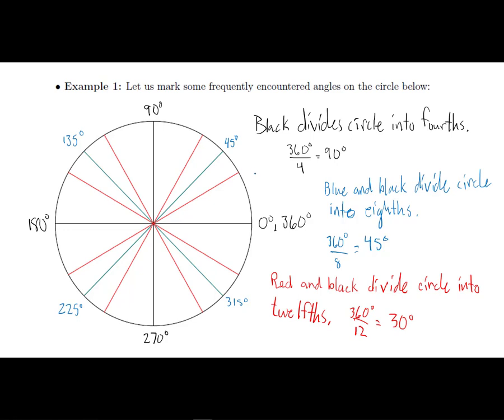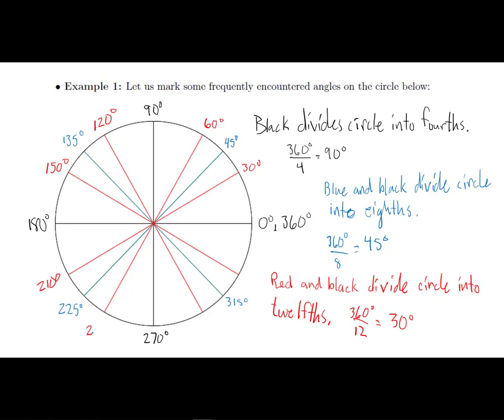So every time I hit a red, that's 30 degrees. So 0 plus 30. 30 plus 30 is 60. 60 plus 30 is, of course, 90. 90 plus 30 is 120. And we can go through in the same fashion and just fill all of these in.